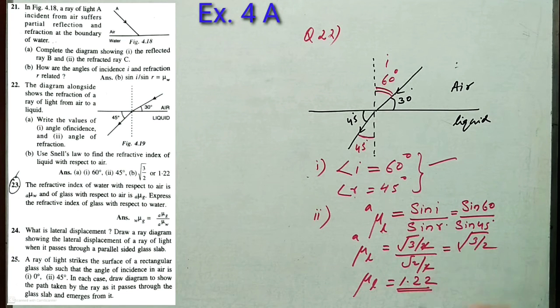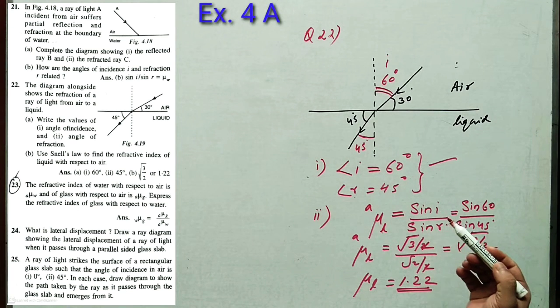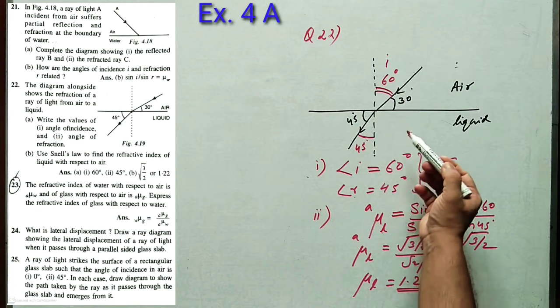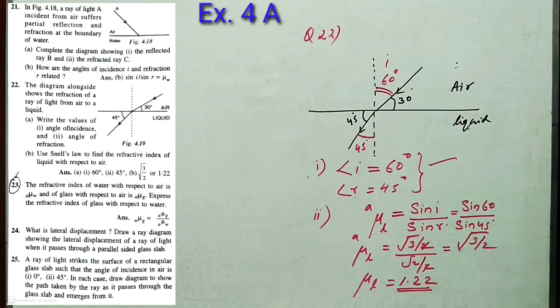Clear? So using Snell's law, if you know the value of the sine of the angle of incidence and the angle of refraction, we can calculate the refractive index of the given medium with respect to air. Is it clear? Okay.